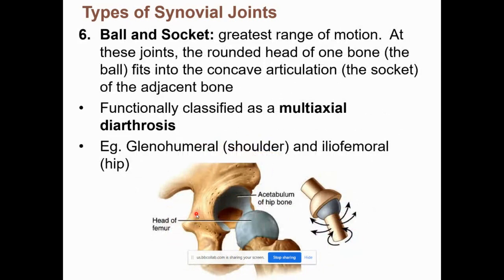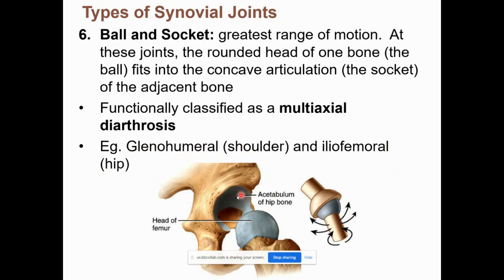Ball and socket is the last type. It has the most range of motion. It can move in all 3 planes, frontal, sagittal, and, trying to think of the other one, transverse plane. So it's a ball and a socket, and there's 2 good examples of ball and socket joints in our body, of course the shoulder and the hip, but we should name them appropriately. Glenohumeral, where the head of the humerus meets the glenoid cavity of the scapula. So the shoulder joint is our glenohumeral joint.